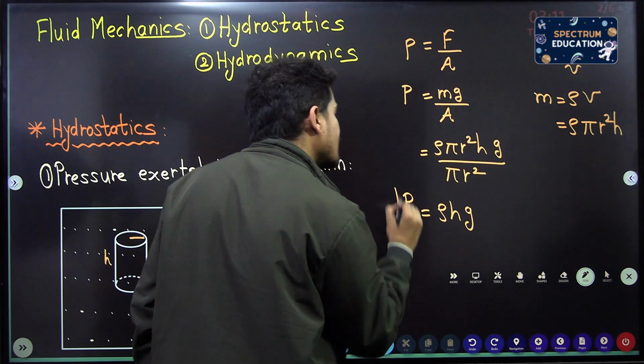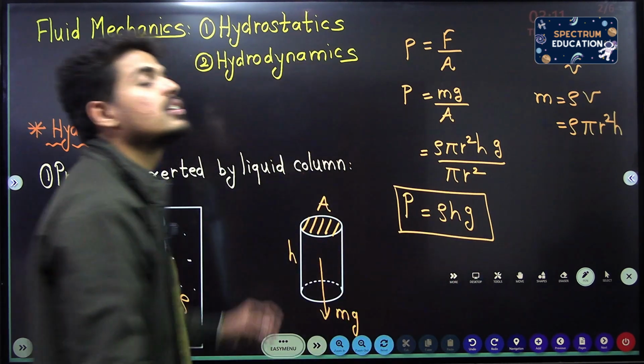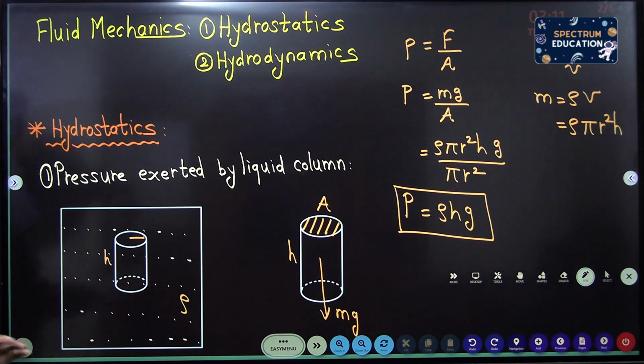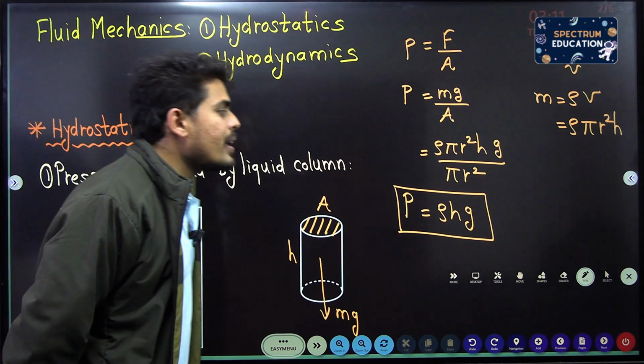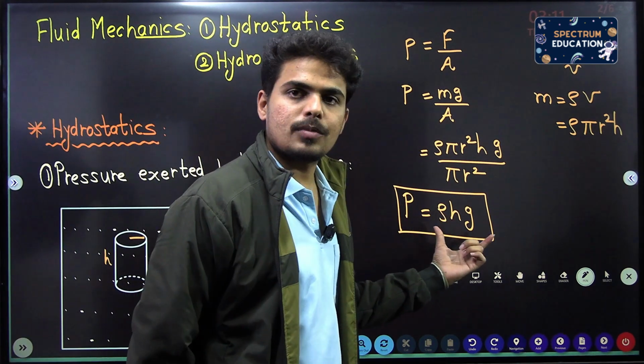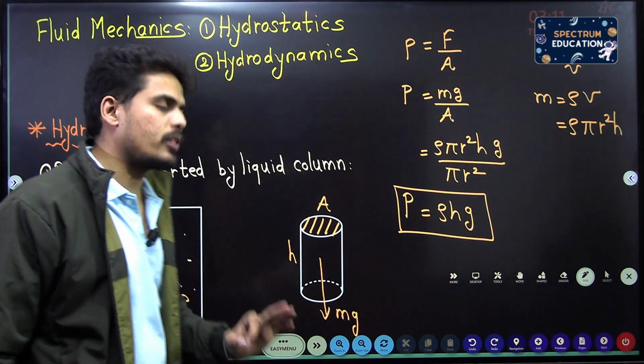So the pressure exerted by the liquid column is h rho g, where h is the height of the liquid column, g is the gravitational acceleration, and rho is the density of the liquid. Okay, so this formula is very important, because in CET many questions are asked regarding this. So this formula is very very important.